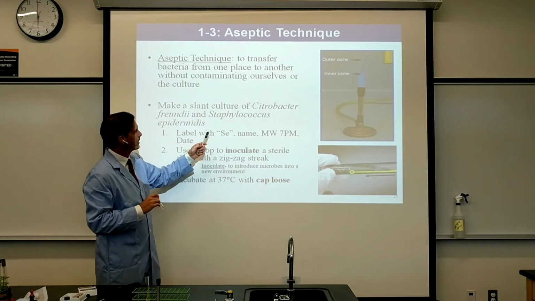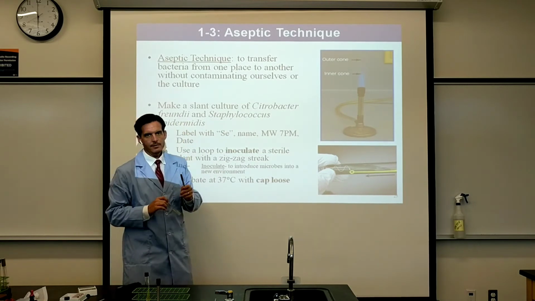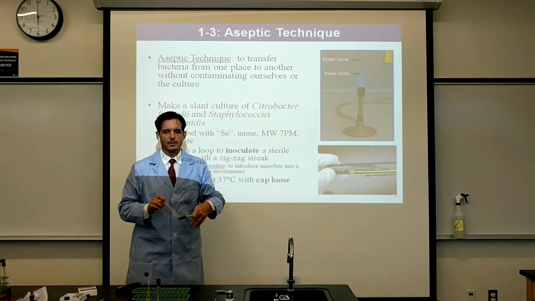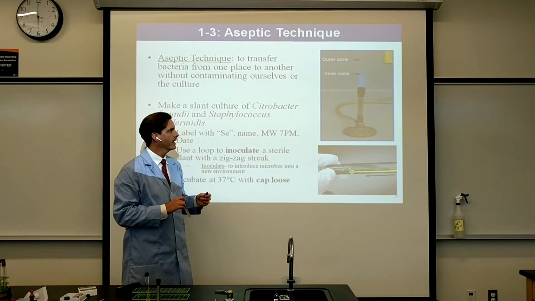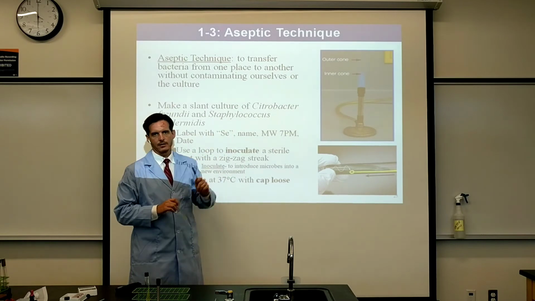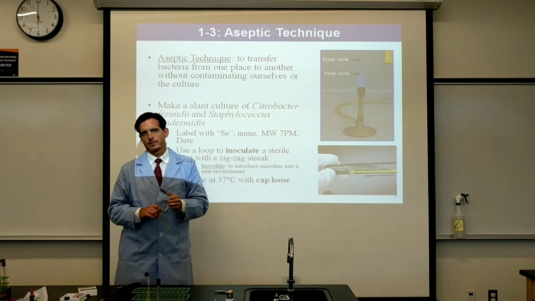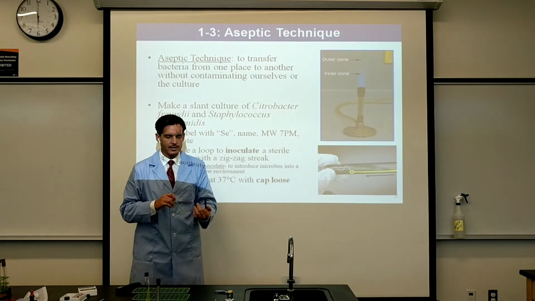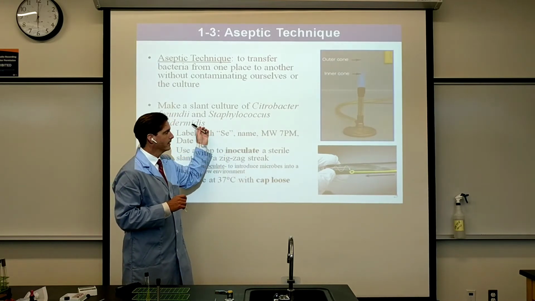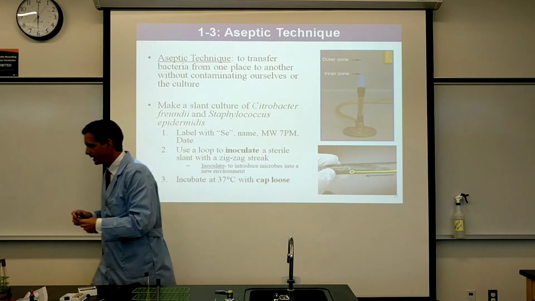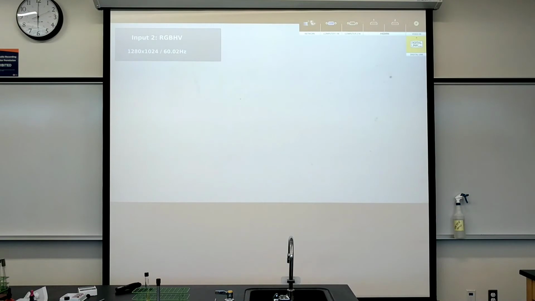So the first step, we're going to be making slants of either Citrobacter freundii, which is an ordinary bacterium that lives in your gut. It's normal flora. It's considered healthy and beneficial to have in your gut. And your lab partner will also make a slant of Staphylococcus epidermidis, SE, and I was speaking earlier about how Staph epidermidis is one of the most common and most abundant bacteria on the skin. So let's switch over to the document camera for a quick moment so I can show you the labeling.